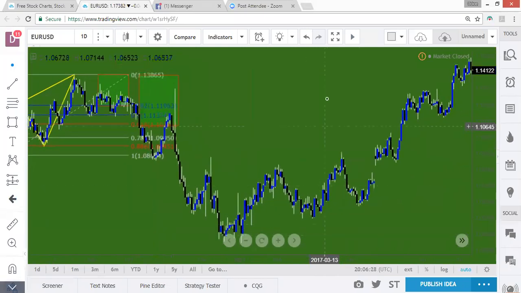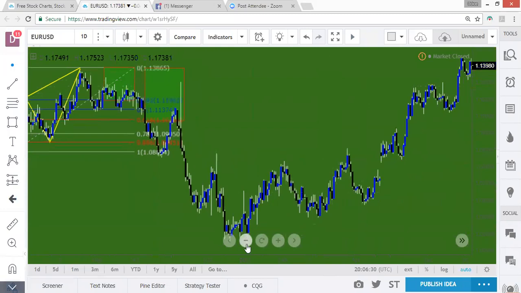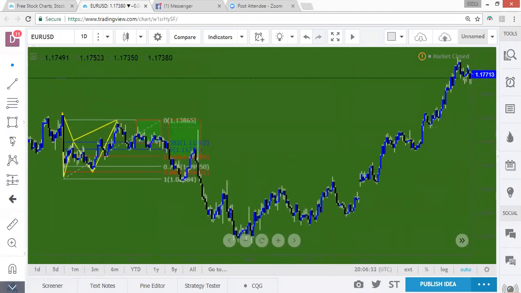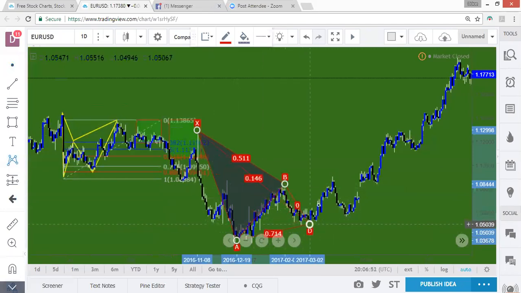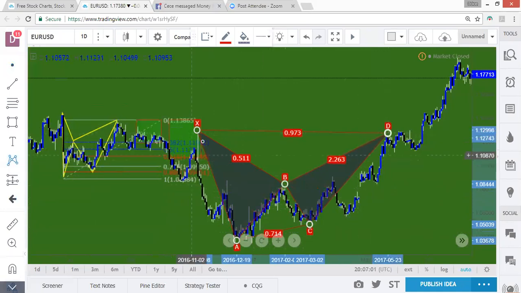Even right here, we're not even doing anything. I see this right here because my eyes are trained for it. Looked like it could have been a bat pattern, but it failed. Came up to the 50. It's a minimum. 886. That's why you back test, because that would have been a valid bat pattern. I have to draw it out, but that would have been valid.